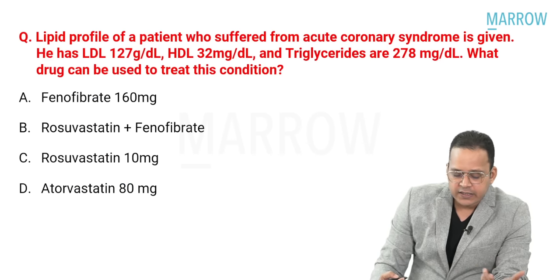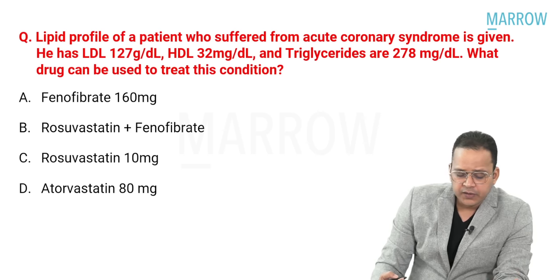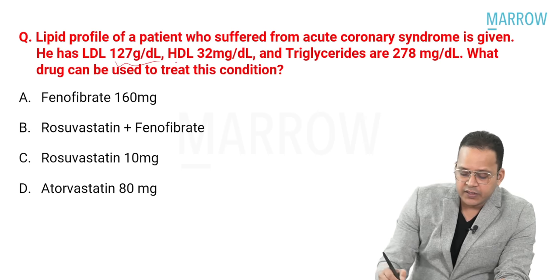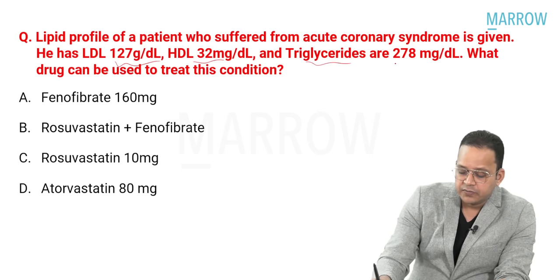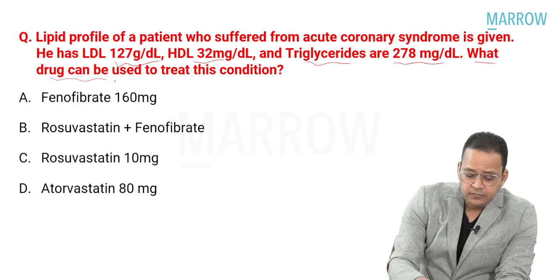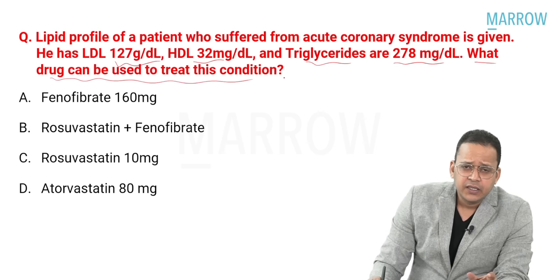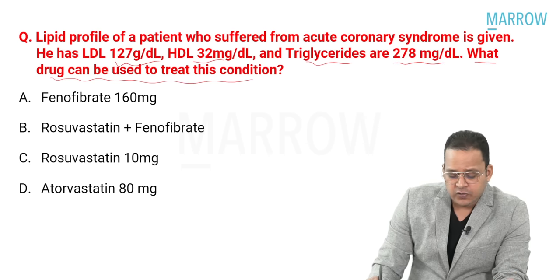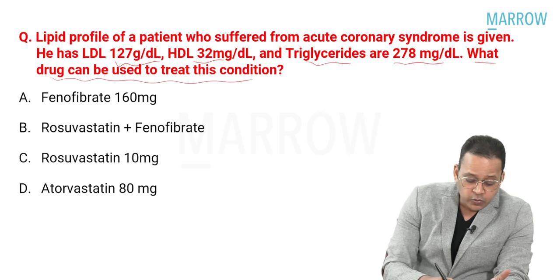Another MCQ on statins. Lipid profile of a patient who suffered from acute coronary syndrome is given. He has LDL of 127 milligrams per deciliter, HDL 32, triglycerides of 278 milligrams per deciliter. Which drug can be used for treatment of this condition? Now look at the options. Option A, fenofibrate 160 milligrams. B, rosuvastatin plus fenofibrate. C, rosuvastatin 10 milligrams. D, atorvastatin 80 milligrams.